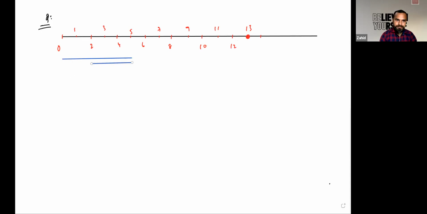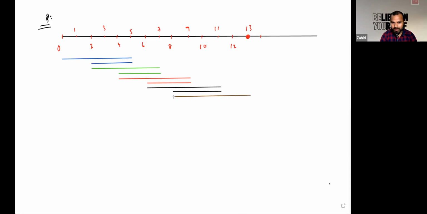Again, from this point, he will move 5 steps forward to reach 7 and 3 steps backward to reach 4. From this point, 5 steps forward, so it will be at 9, and 3 steps backward, so it will be on 6. Next, 5 steps forward, so it will be on 11. 3 steps backward, so it will be on 8. And from this, if you move 5 steps forward, it will reach 13.